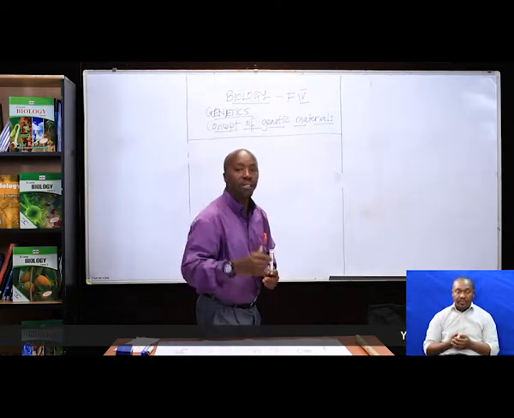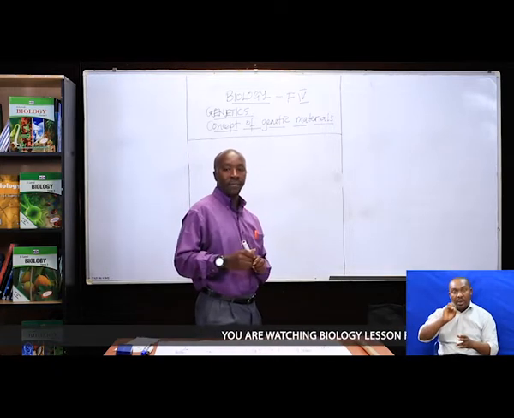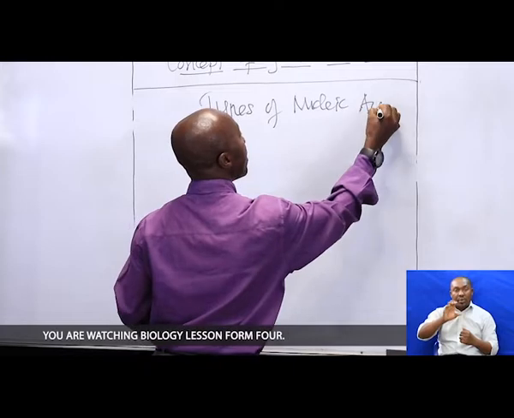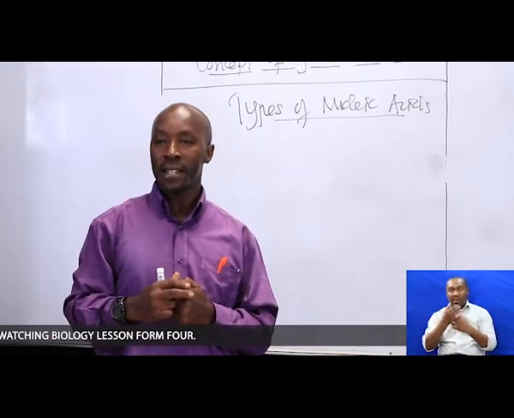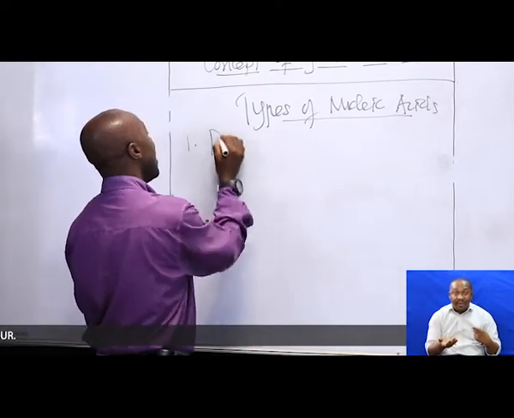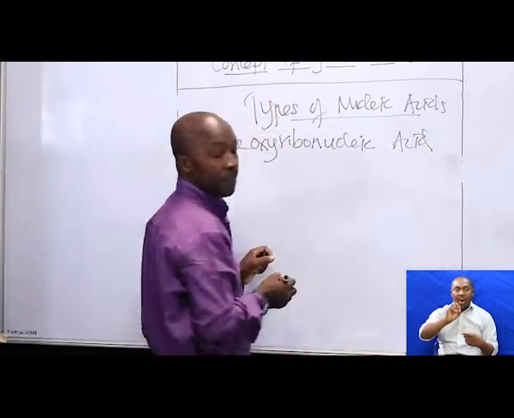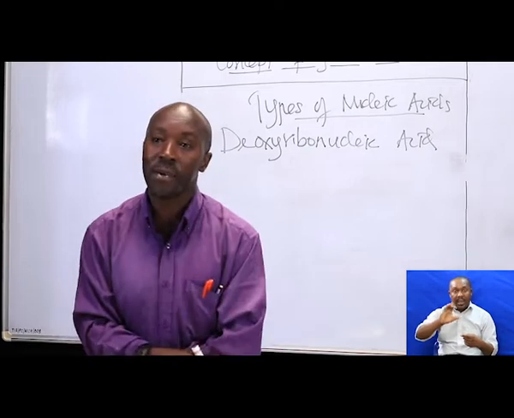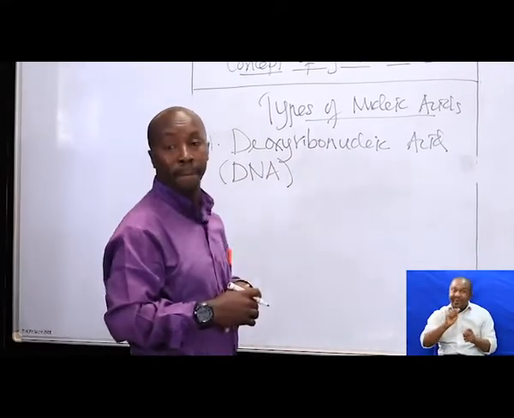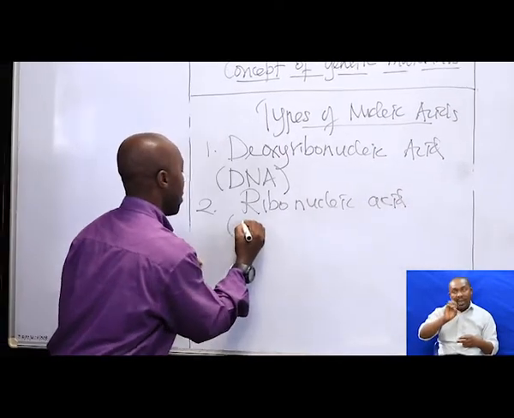Now, basing on the structure and arrangement of nucleotides in the nucleic acids, there are two types of nucleic acids. There are two types, my dear student, of nucleic acid. There is one called deoxyribonucleic acid, normally written in short as DNA. And the second is ribonucleic acid, or written as RNA.